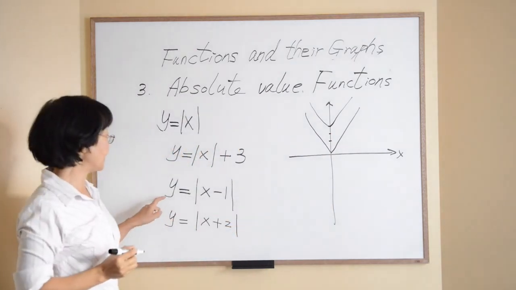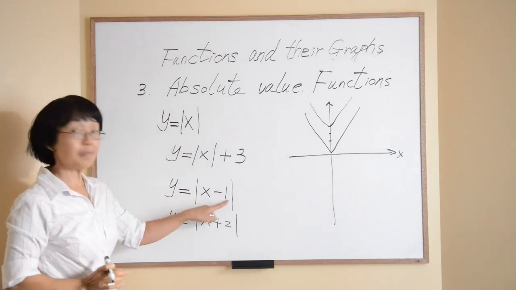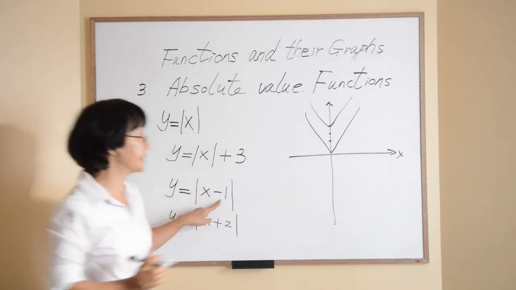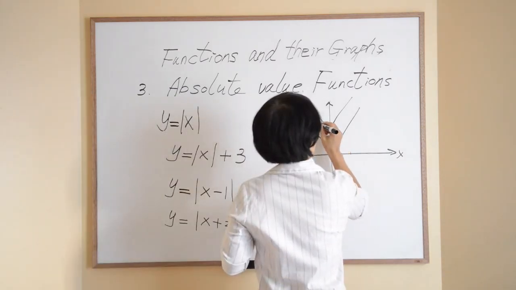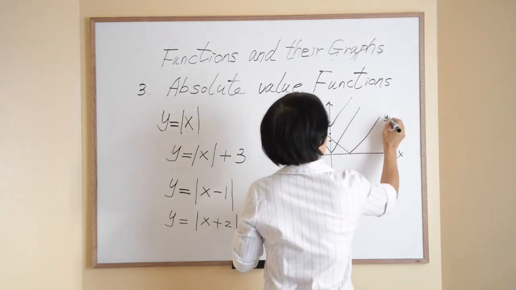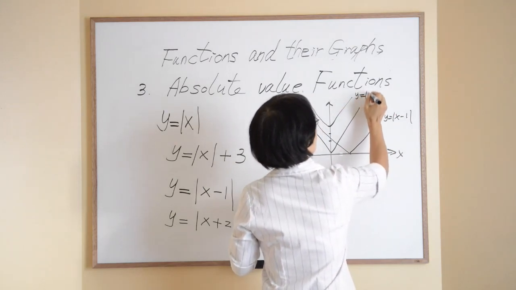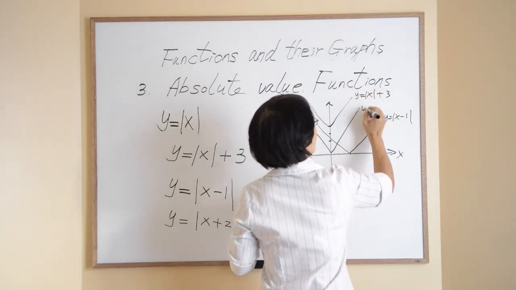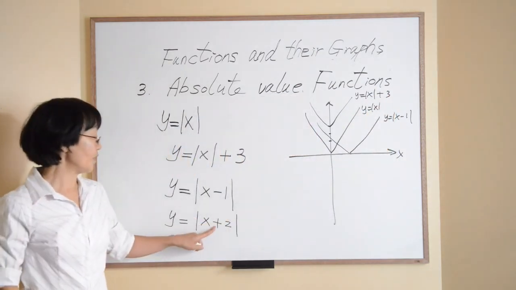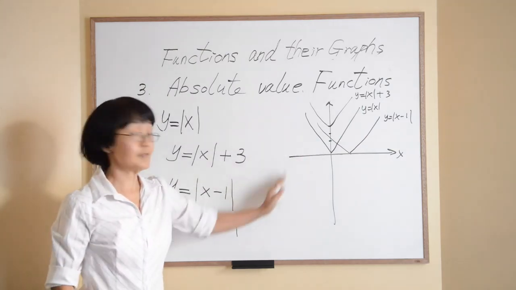Okay? Now, how about this? What does it tell you? It's inside for the x, so apply to the x. So it's horizontally move right 1 unit. Correct? Now, if you have plus, apply to the x, it's move left 2 units.